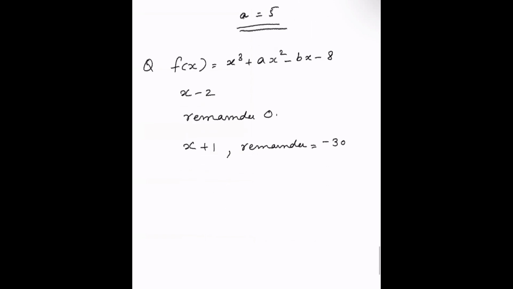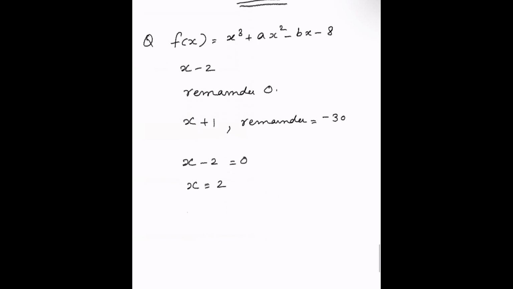So let's first consider x minus 2. x minus 2 equal to 0, so x would be 2. First find f of 2. What is f of 2? 2 cube plus a into 2 square minus b into 2 minus 8. In this step, you equate f of 2. Remember, the remainder is 0 in this case.